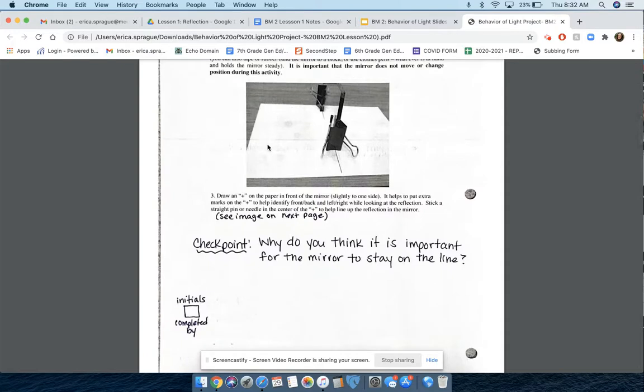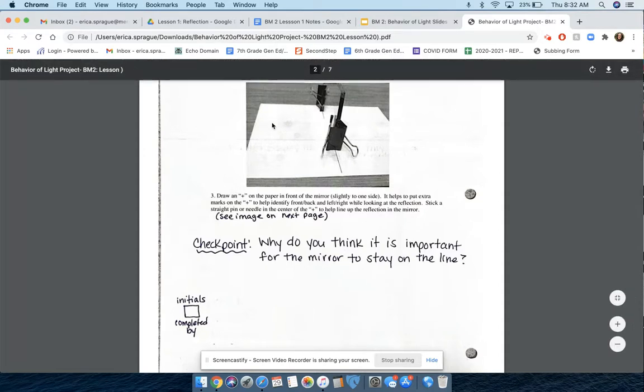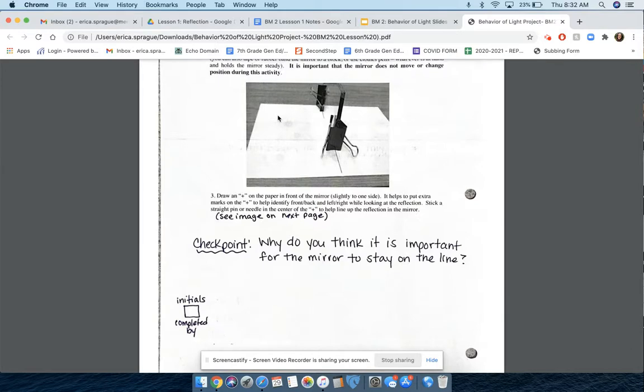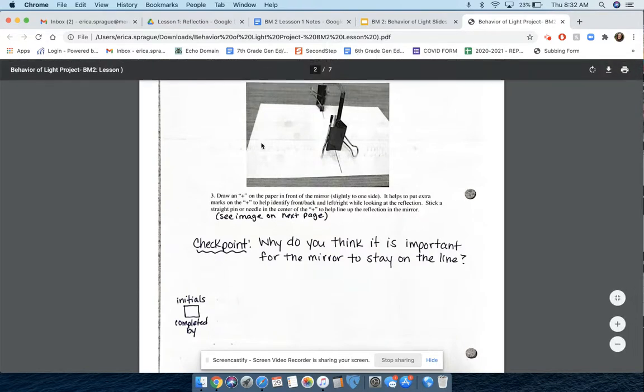We're going to use a plus sign on the paper as our image. Okay, we're not going to stick a pin in as the directions say elsewhere. We're just going to put a plus mark slightly to one side. You should be able to look in the mirror and see this mark on the other side of the mirror. Now, it's not actually over here, but if you look in the mirror, it appears to be.